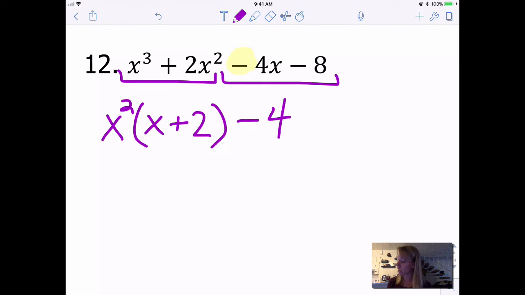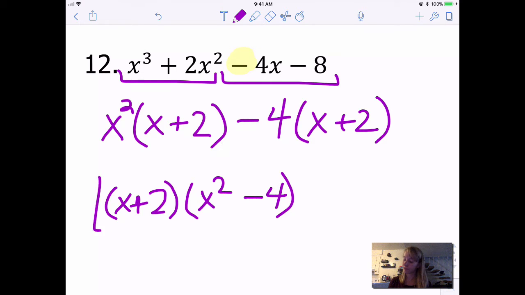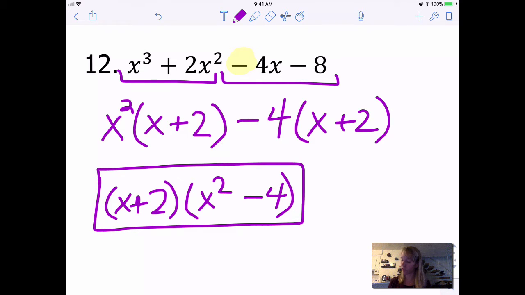And I've got a 4 as my GCF. Negative 4 times x is negative 4x. And negative 4 times positive 2 is a negative 8. It looks like I've got an x plus 2 in both terms. x squared times x plus 2, and negative 4 times x plus 2. And for today, again, that's all the further we're going to go.